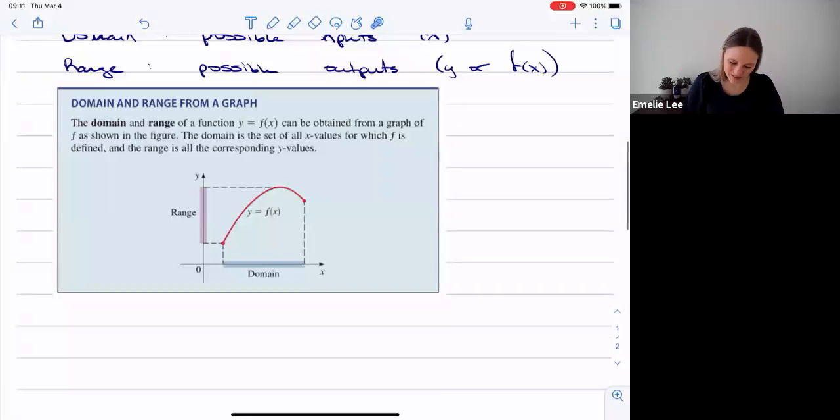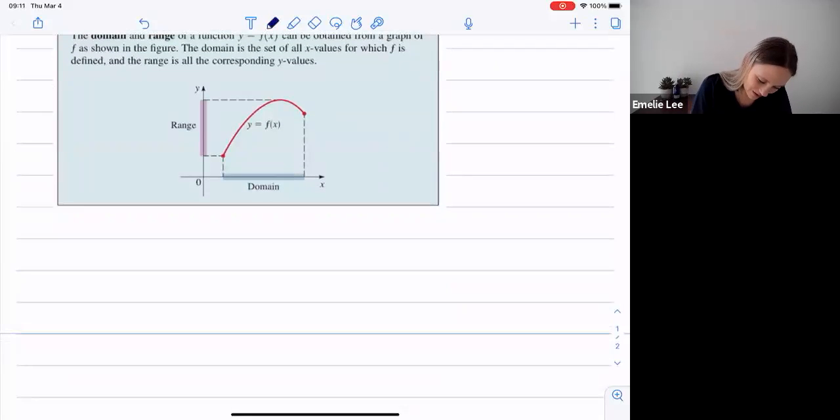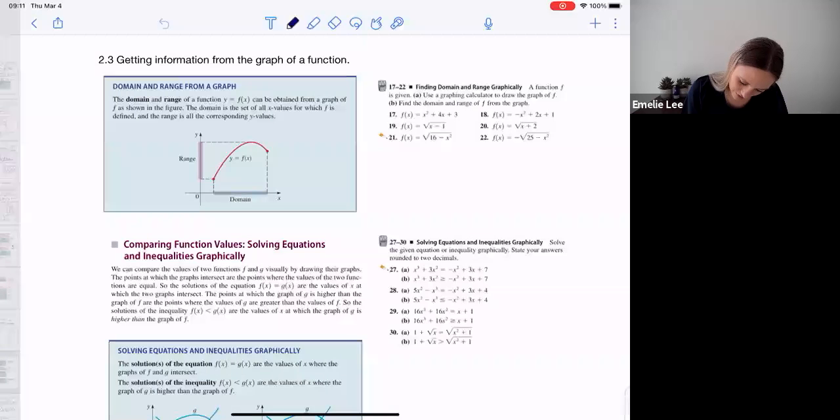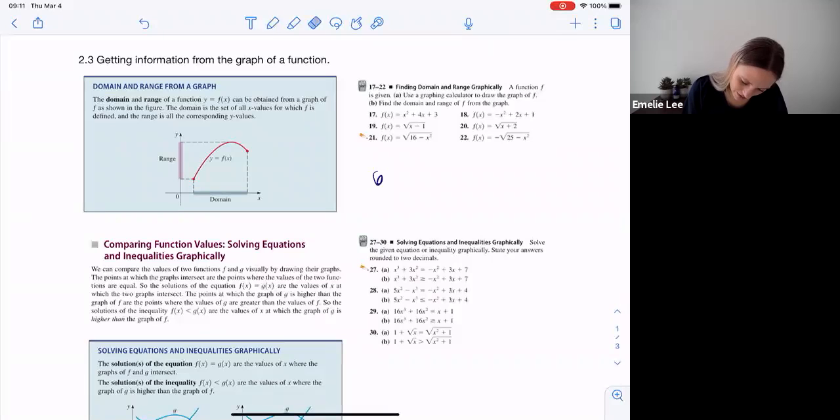So as promised, let's do number 18. I'm going to mark this up so I can bump it to the top here.